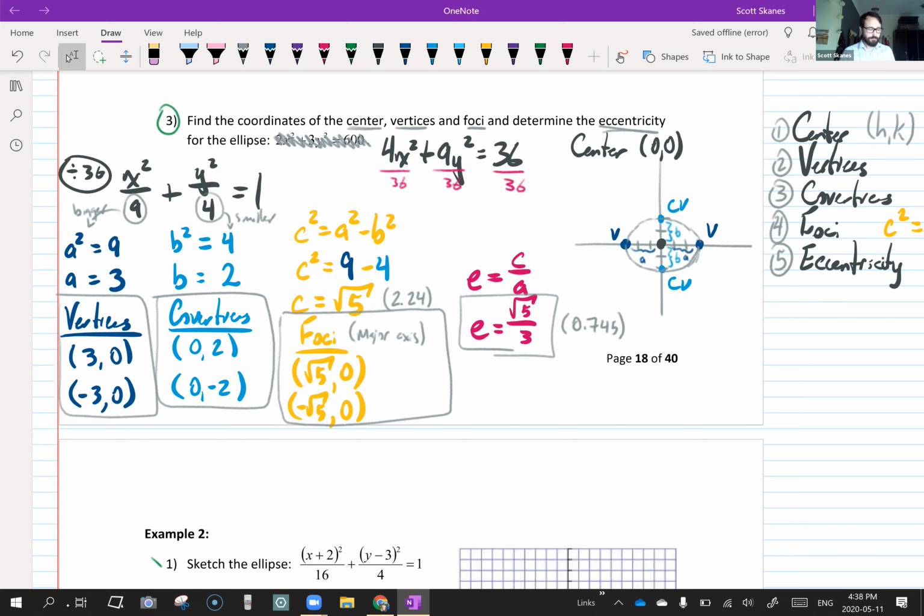That's the minor axis. From A, we get vertices. You just add it to the center. From B, we get covertices. You also add it to the center, but in the other direction. And from C, we get foci, which you also add to the center. You add all those things to the center. Once you're done with that, you get eccentricity, and it tells you how squishy this ellipse is. Okay, and that's all. I know it's 5 steps, but they're an important 5 steps that we're going to see over and over and over again. Any questions?